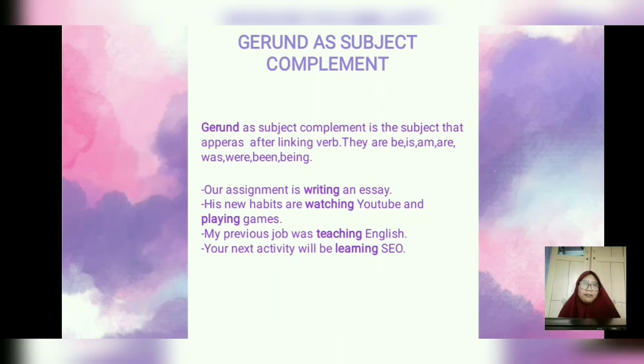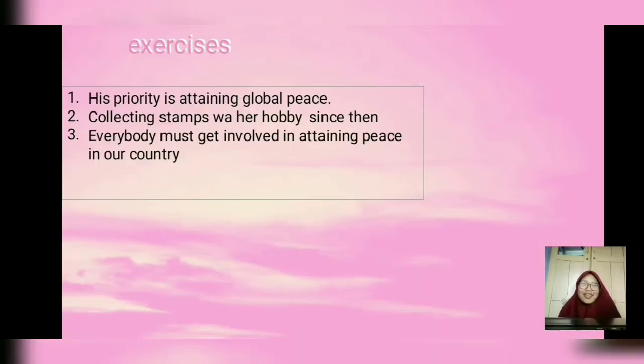Okay, in these examples, where is the gerund? Can you tell me what the gerund is? Yes, of course. The gerund is writing, watching, playing, teaching, and learning. Because it describes what our assignment is, what his new habits are, what my previous job was, and what your next activity will be. And also it comes after a linking verb. The linking verbs are is, are, was, and will be. Okay, we move to the exercise again, because you already understand what I said before: gerund as object, gerund as object of preposition, gerund as subject complement. So let's do the exercise.